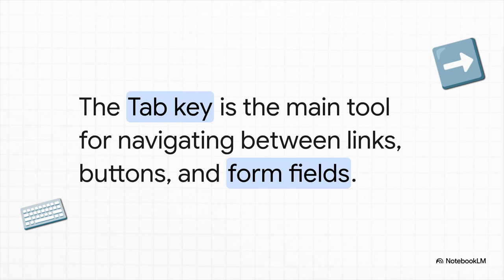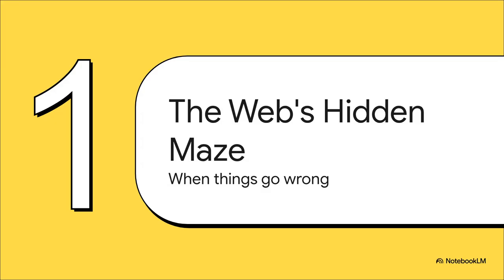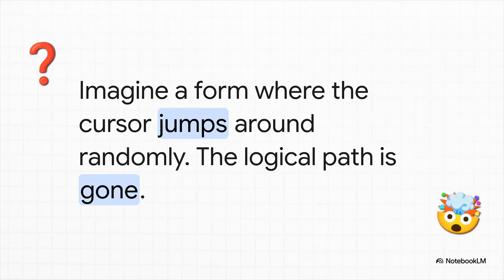And that little journey is supposed to make perfect sense, right? It should follow the way the page looks. But what happens when it just doesn't? Okay, so let's get into the weeds here, because this is where a simple website can turn into a real nightmare. When that simple, predictable path breaks down, the user is suddenly trapped in what we're calling the web's hidden maze.